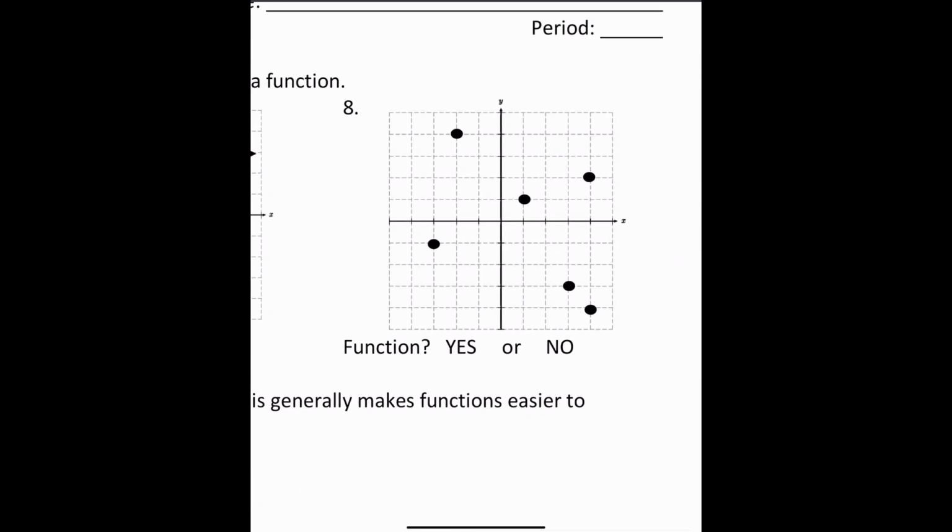Now, number 8, you can go ahead and use the vertical line test to see if this is a function or not. So let me draw a vertical line here, here, here, here, and then let's draw a vertical line through these 2 points. Now you can see that this does not pass the vertical line test because it intersects the graph more than once, right? So no, this is not a function.